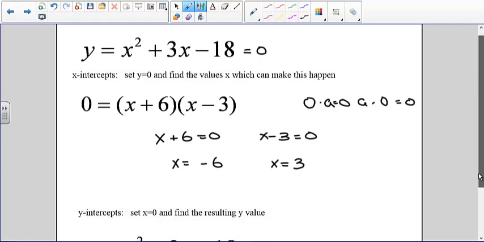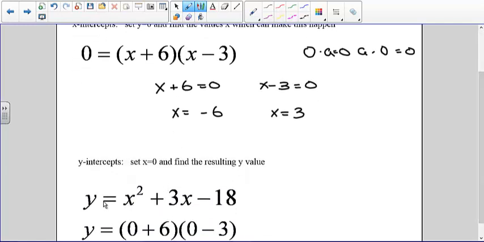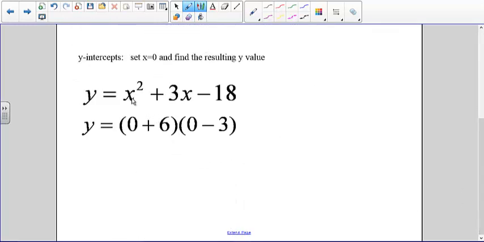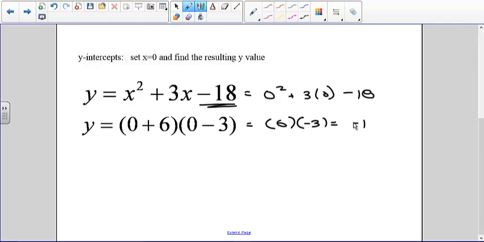From a y perspective, to find the y-intercept, you set x equal to 0. You could either do it in the factored form, or you could put it in the expanded form. And what that does is just leaves the constant term. So these drop out. If you put it in the factored form, what would happen is 0 plus 6 is 6, 0 minus 3 is negative 3. You multiply these, it gives you the same answer. So it depends whether the thing is factored first or not. So that would be the y-intercept.